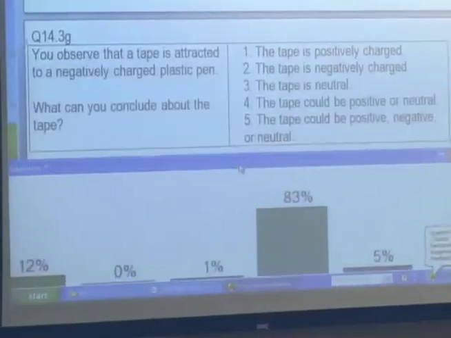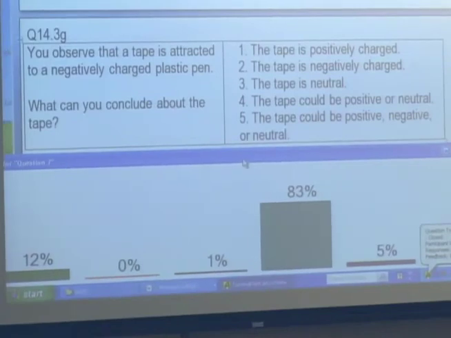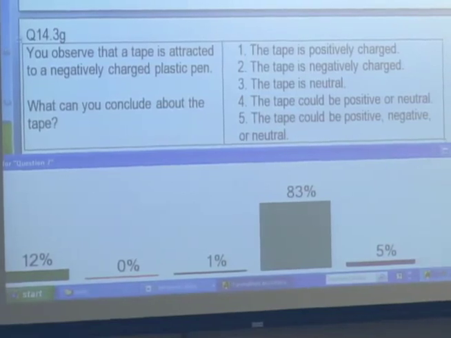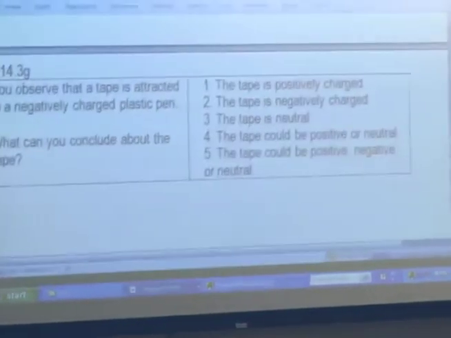Yeah, answer 4, right? It could be positive or neutral. It could actually have an opposite charge, and that would be the cause of the attraction. Or it could be that the pen is causing induced dipoles in a neutral tape, and that could be causing the attraction. If it were repelling, we'd know that the tape had the same sign charge as the pen. Okay? Questions here? All right, I think we've got this. We'll deal with more on issues of polarization next week.